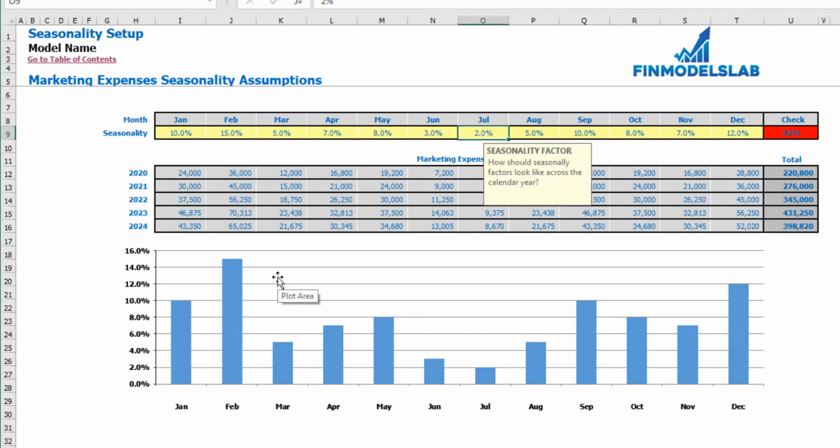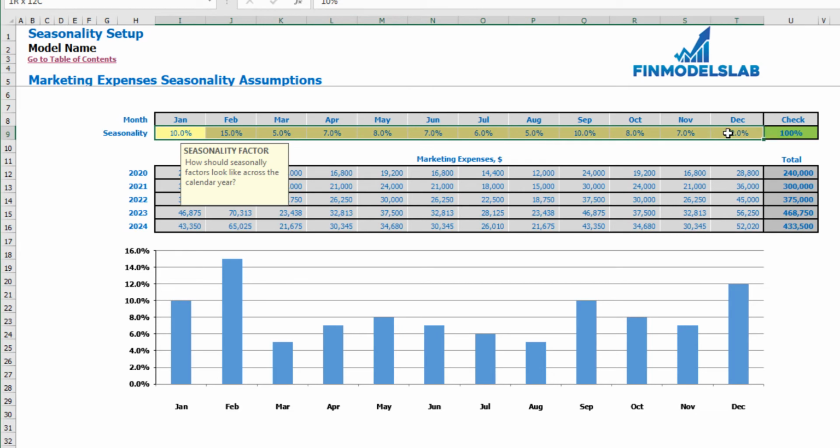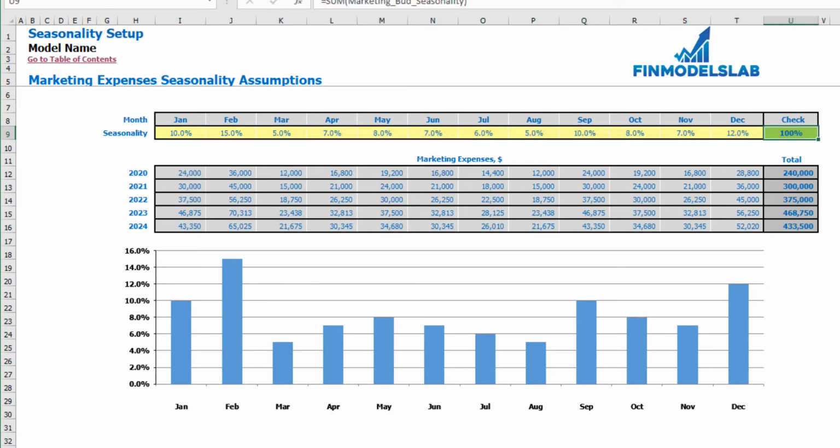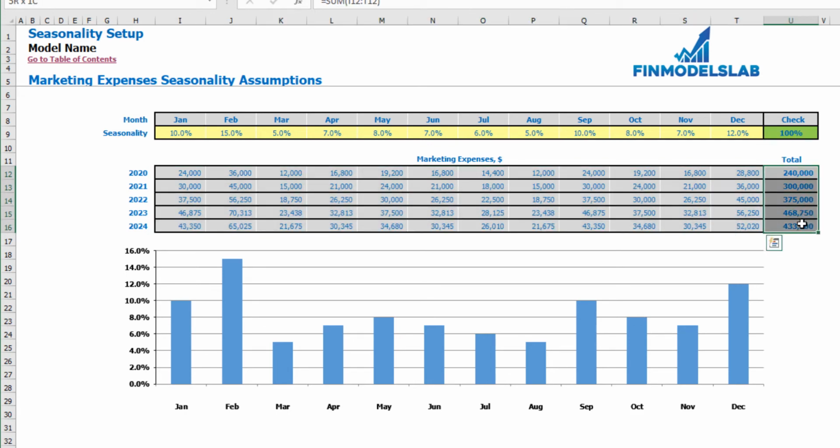So I need to add 8% somewhere. For example, here is 6, here is 7. So now everything is 100% across the year, and the check is green. That's good. So below you may see the actual absolute values of marketing expenses across the months and across the years as the totals. And at the bottom you may see the chart of breakdown of your marketing expenses by months.